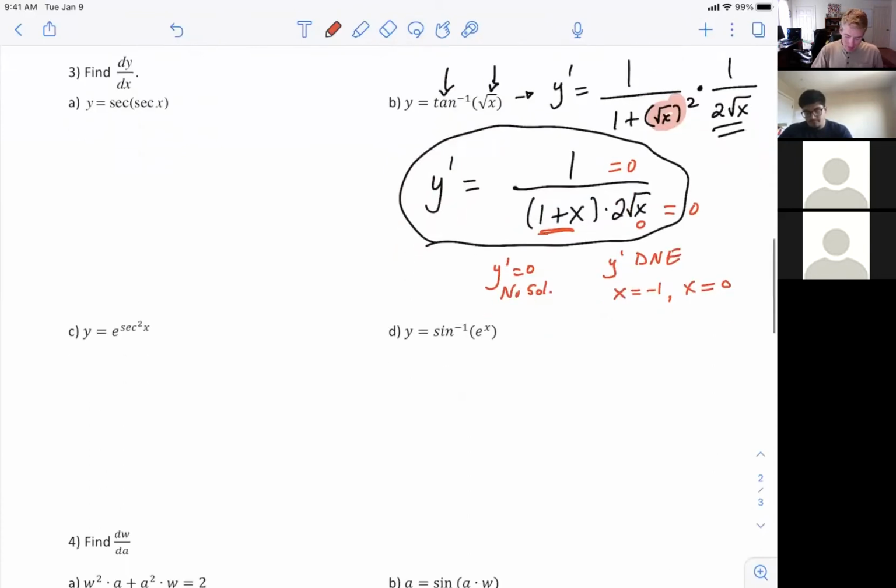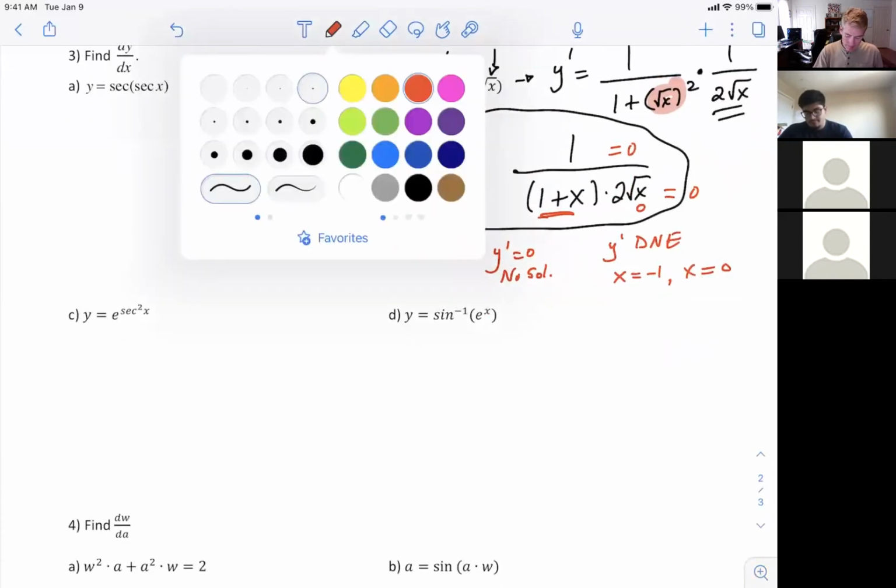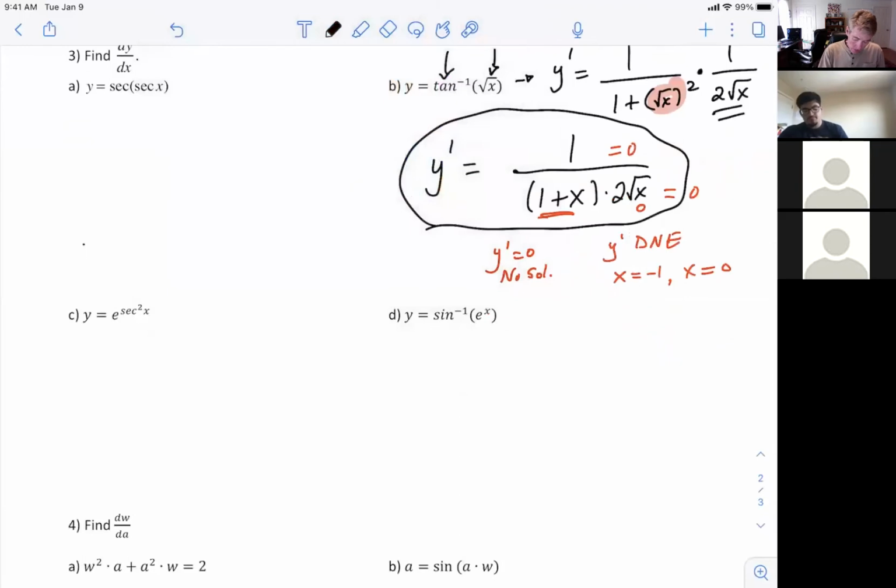Okay, then on to part C. So if the function was just e to the x, this is the easiest derivative there is. You know the derivative of e to the x? E to the x. Yep. It's the only function that the derivative is equal to itself.